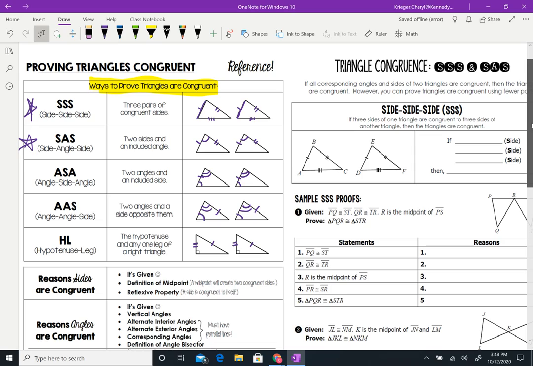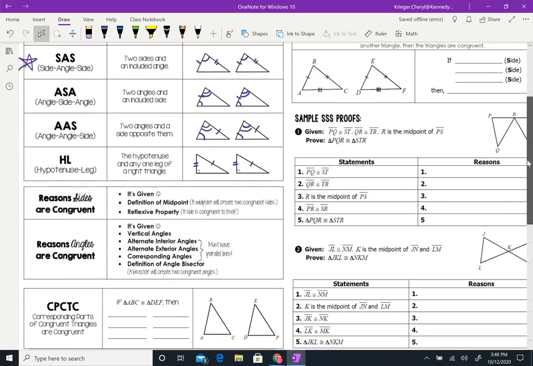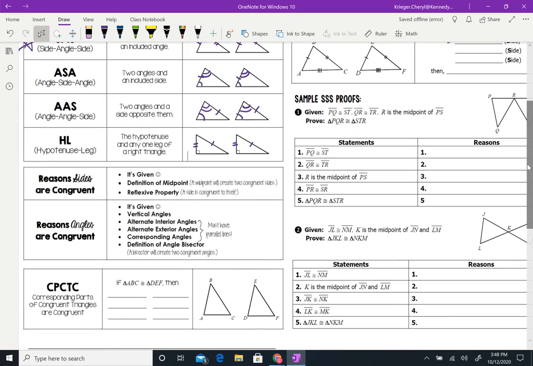And then we have a quick recap of yesterday. CPCTC, corresponding parts of congruent triangles are congruent. There you go. That's the fourth time I've said it. If we have triangle ABC is congruent to DEF, then we get to say all these things about the triangles. We can say that segment AB is congruent to DE. And you guys know the rest.